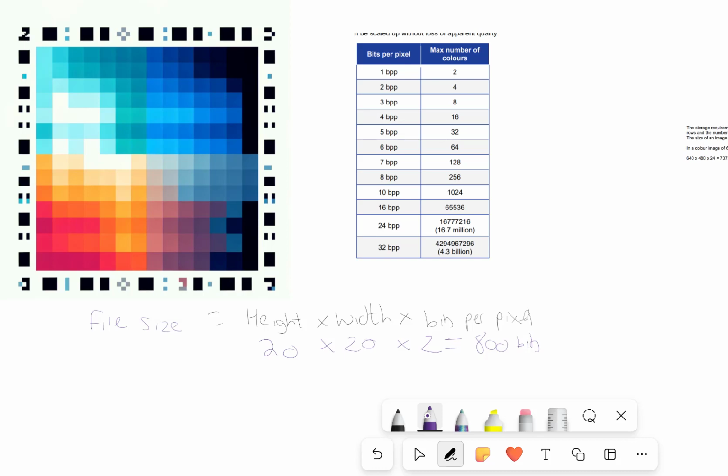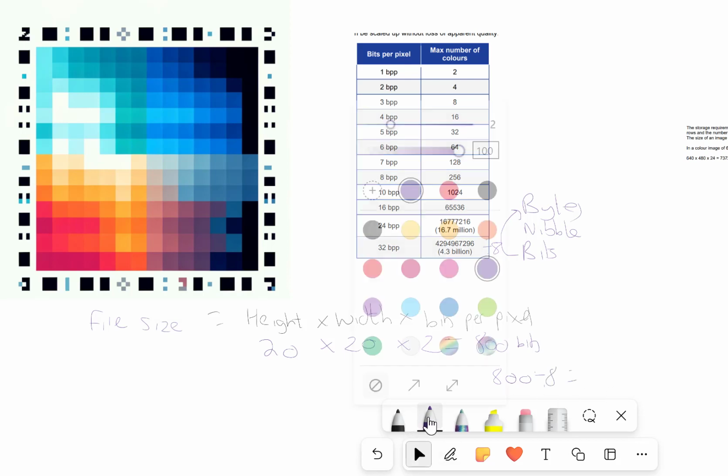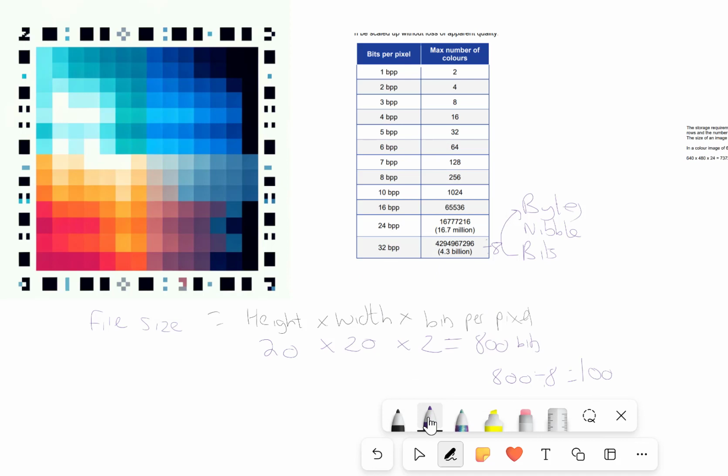So, remember, you've got bits at the bottom, nibble, but we can skip nibble, bytes. How do we get it from bits to bytes? Well, we divide it by 8, remember. 8 bits in a byte. So we need to take this 800 and divide it by 8. This gives us 100 bytes.